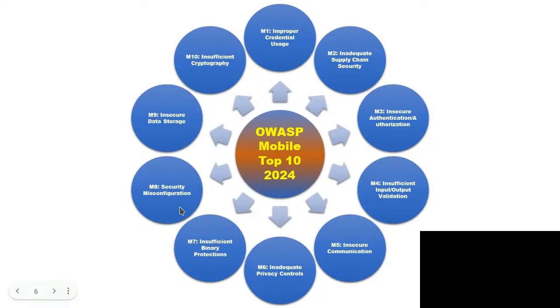Then we have security misconfiguration. This is when developers just use default settings for everything, right? A typical example is, for mobile application, developers might ignorantly enable clear text traffic, which will make insecure communication to happen.